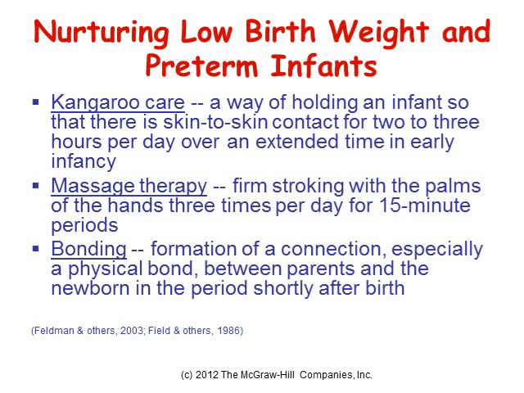There are different methods for nurturing these low birth weight and preterm infants, and these have been shown to be highly effective. Kangaroo care is a way of holding an infant so that there's skin-to-skin contact for 2 to 3 hours per day over an extended time in early infancy. Massage therapy is a firm stroking with the palms of the hands 3 times per day for 15-minute periods. Then there's bonding, which is forming a connection, especially a physical bond between the parent and the newborn in the period shortly after birth.